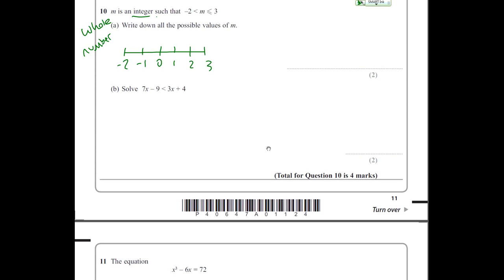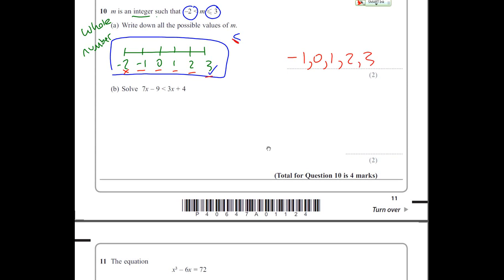Some people might just write down all those numbers straight away. But the important thing is, the sign next to the 3 means that we do include 3. The sign next to the -2 is not less than or equal to. It does not have the extra equal line, so we do not use -2. All the other ones though, -1, 0, 1, 2 and 3. That's your answer.